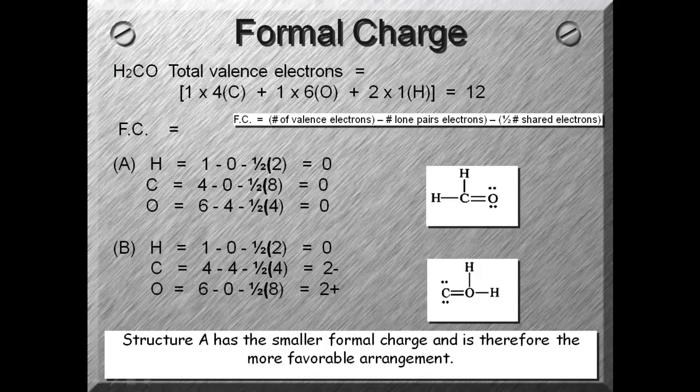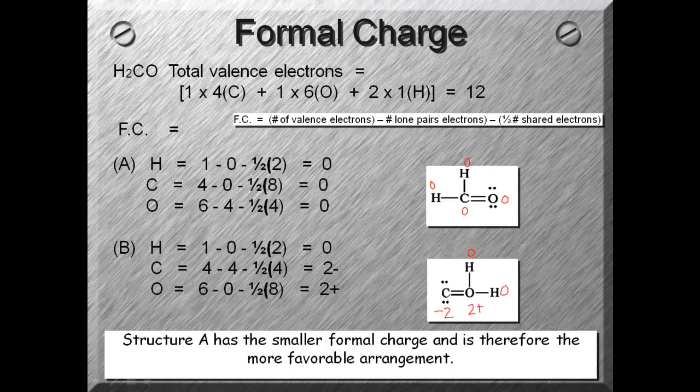So taking a look, if we did the calculations for this molecule here, each hydrogen will have a 0 charge. The carbon has a 0 charge. The oxygen has a 0 charge. Down here, if we use this structure, hydrogens have a 0. Carbon has a -2, and oxygen has a +2. Structure A has the smaller formal charge of all the elements, and therefore it's the more favorable arrangement.